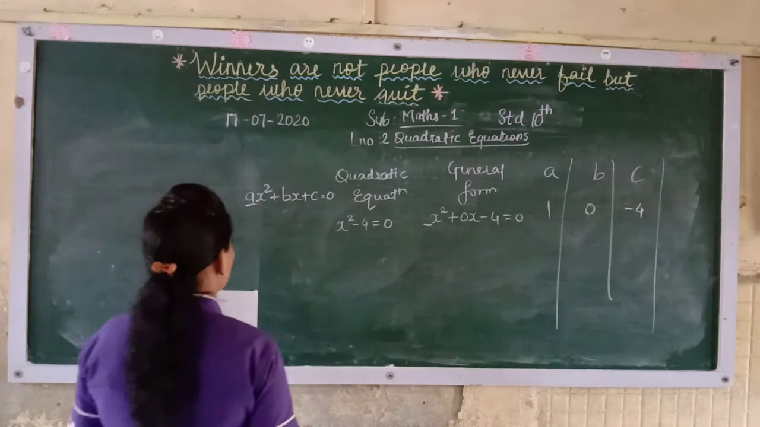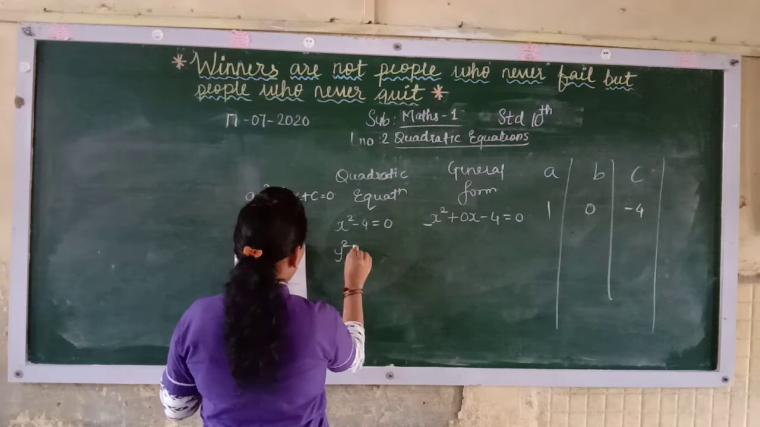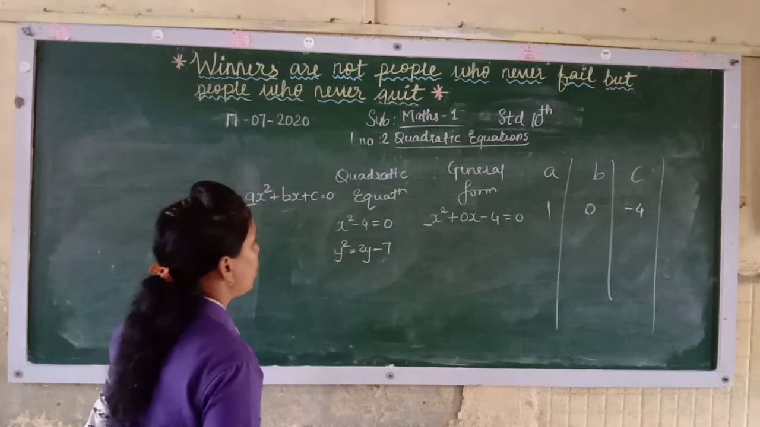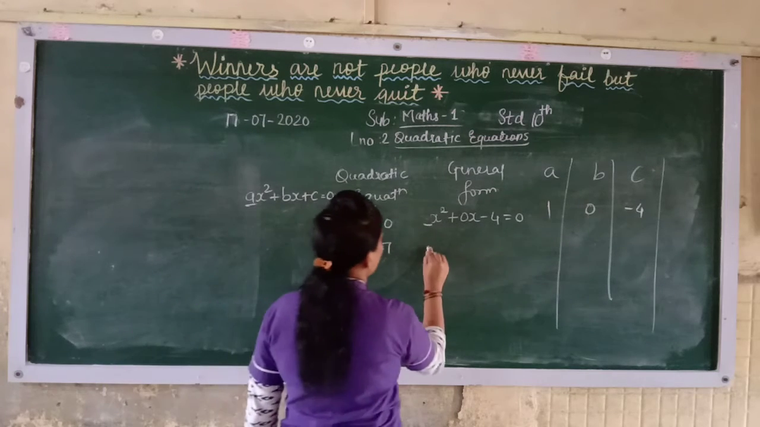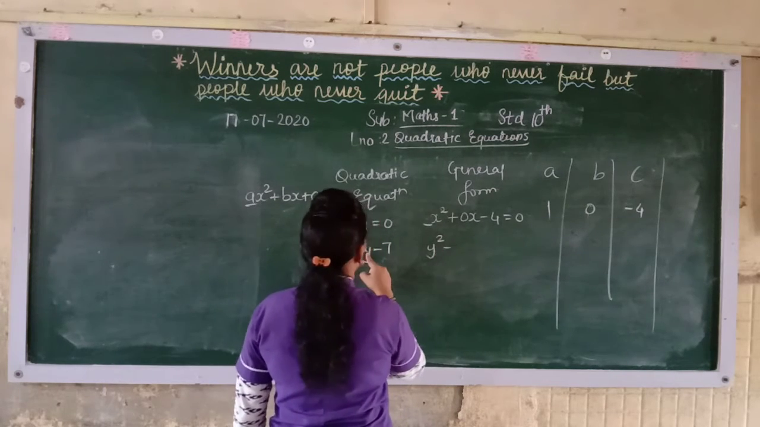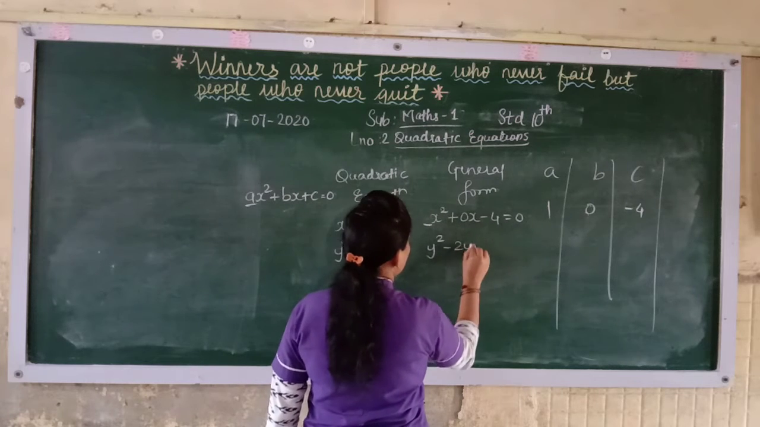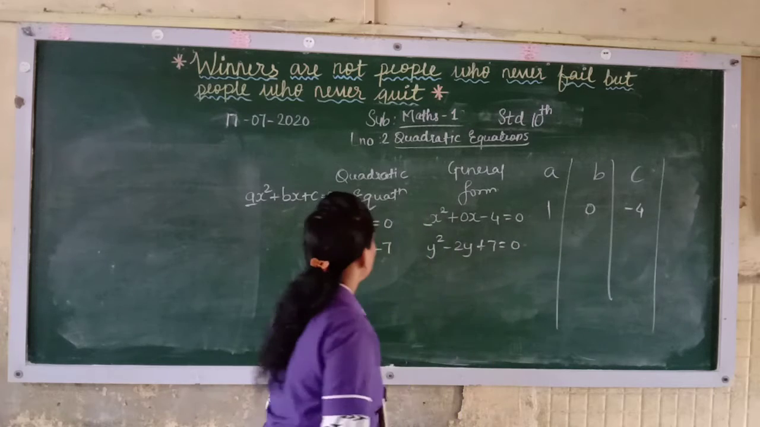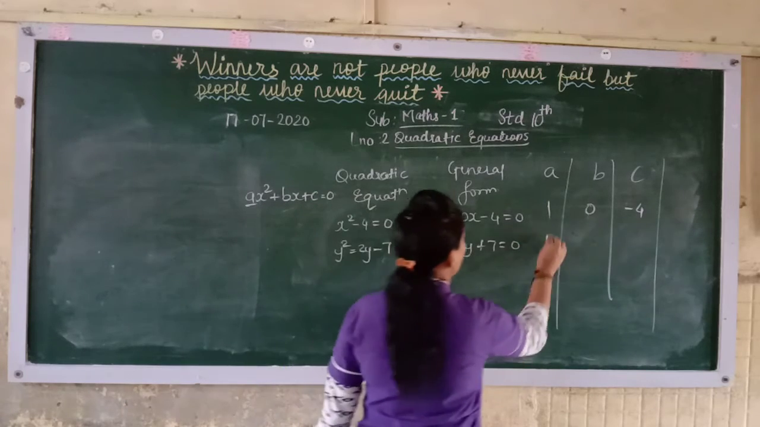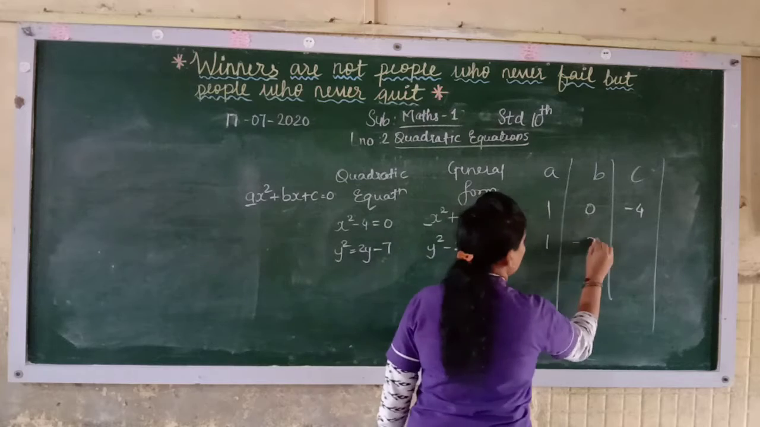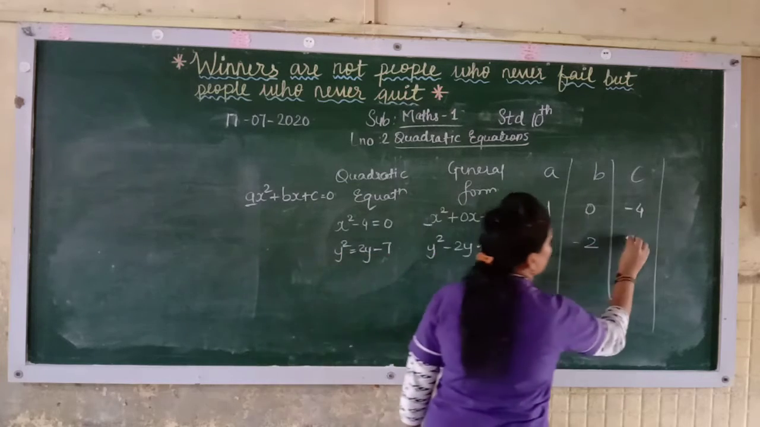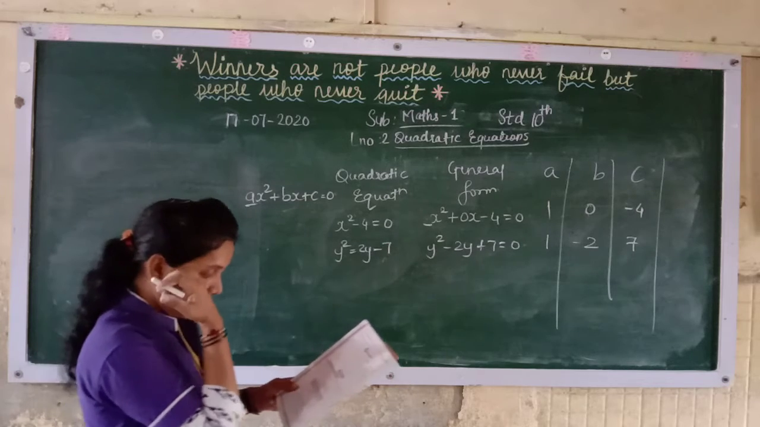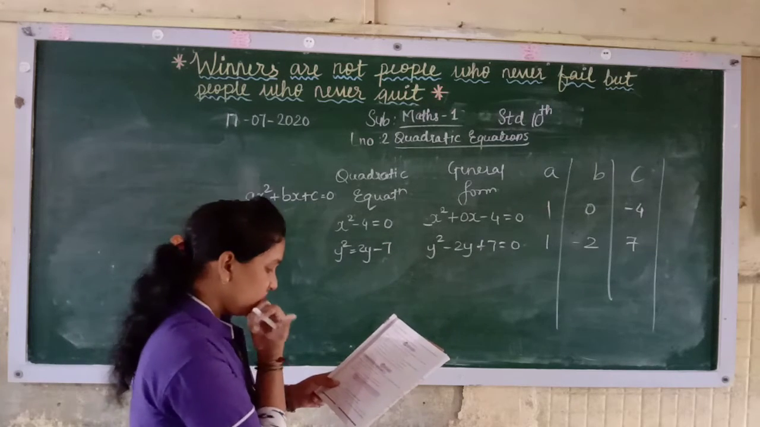Now similarly, if you are taking y square is equal to 2y minus 7, how will you get it in this form? It will be y square, and 2y will go this side, so it becomes minus 2y plus 7 equal to 0. So here also you will get 1. Here it is minus 2 and here it is plus 7. So this is how you can write the values of A, B and C.